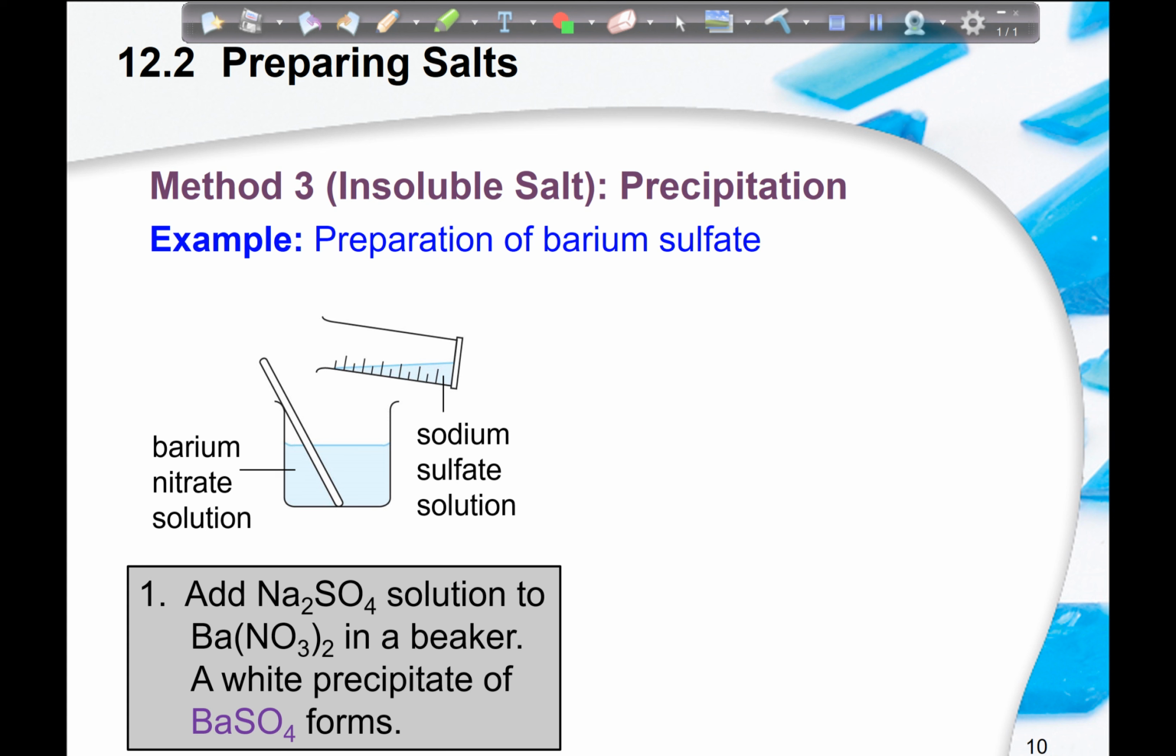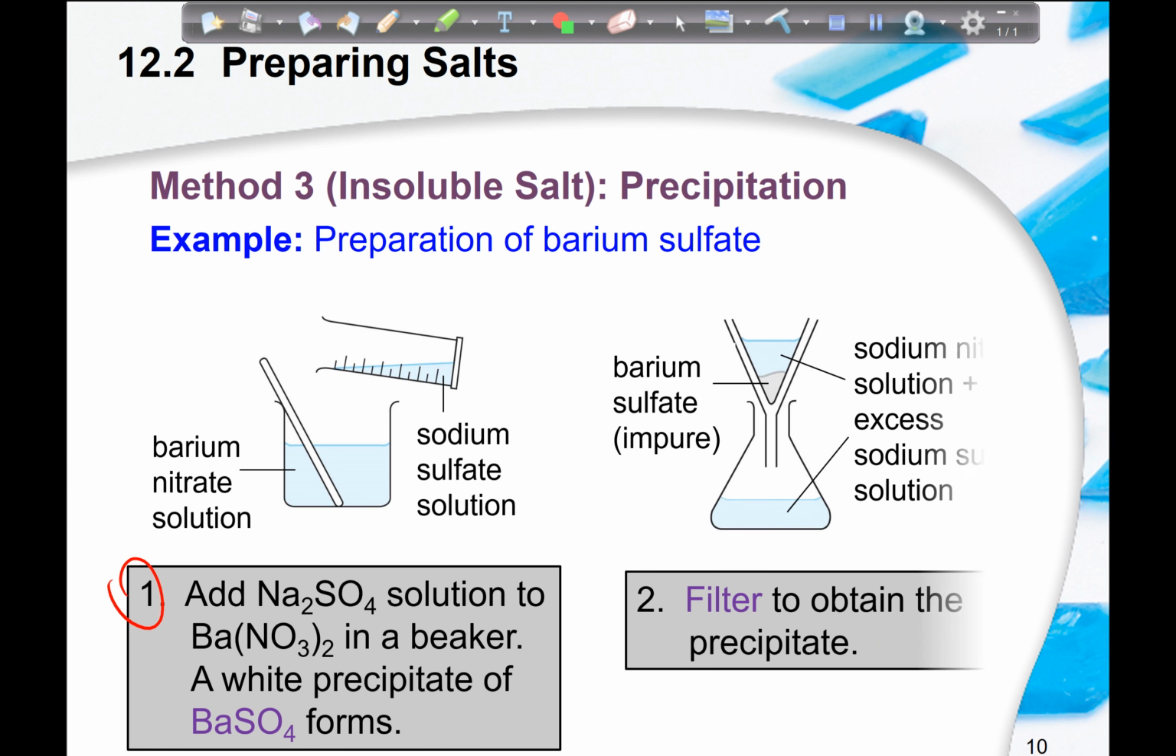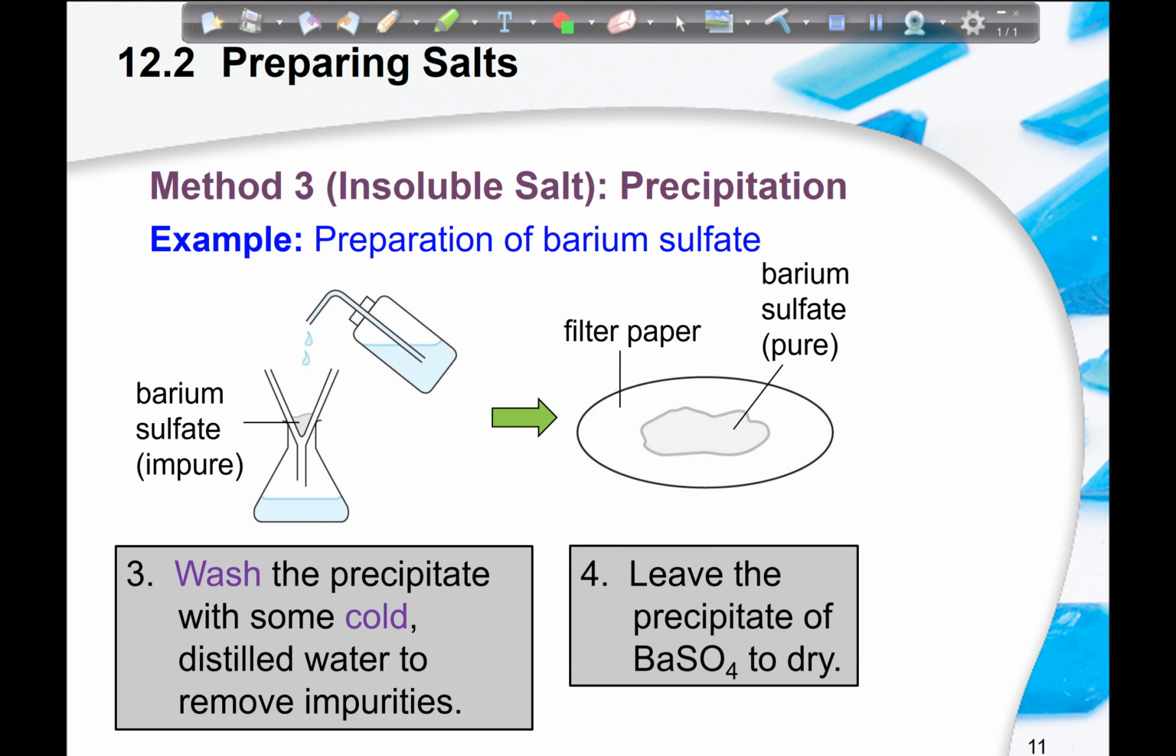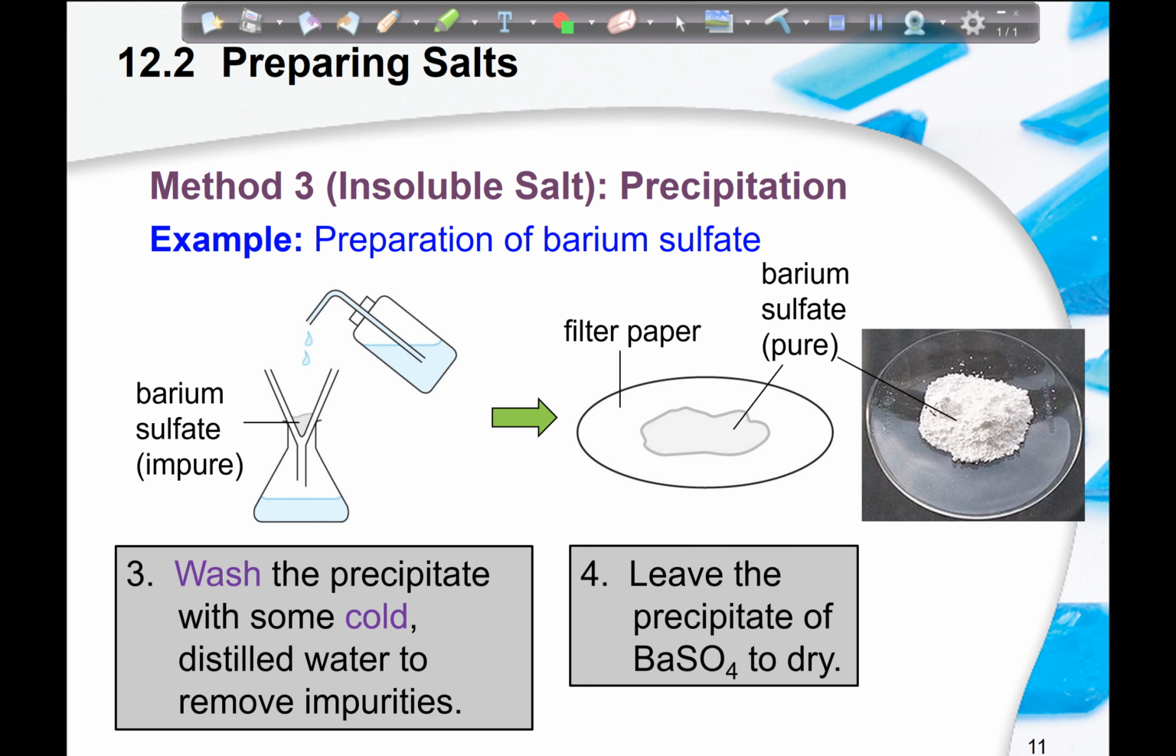And after that, what do I do? After I've mixed them together, all I need to do is to filter, and then I will obtain the residue over here. After that, I just need to wash with a little bit of distilled water to obtain my solid like this. It's that simple, isn't it?